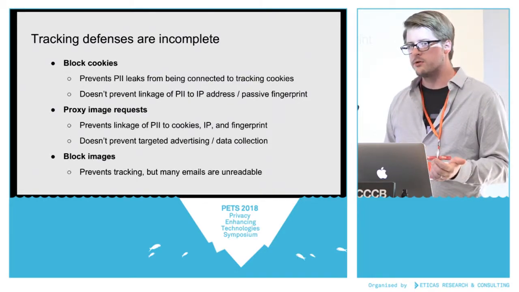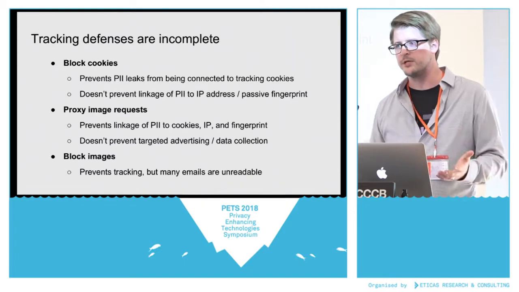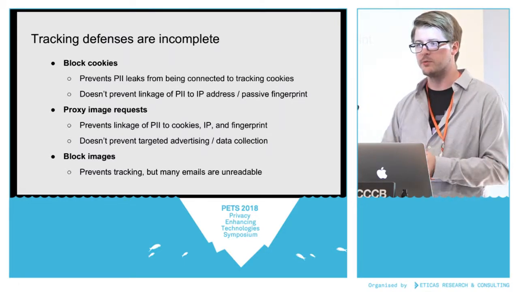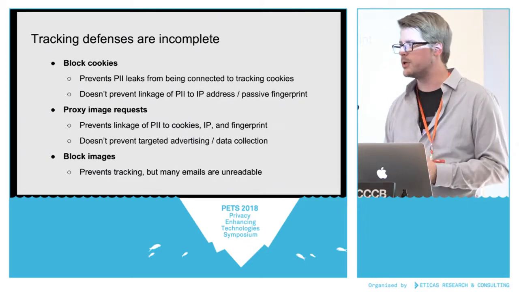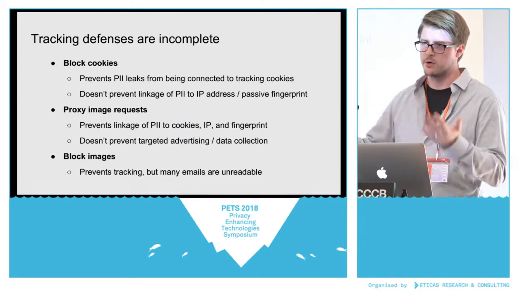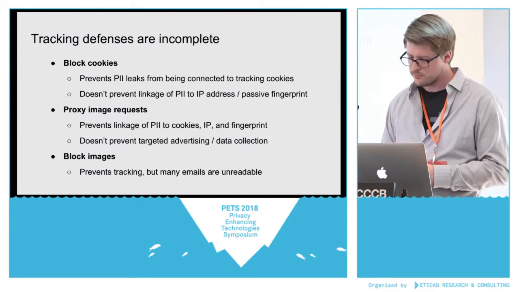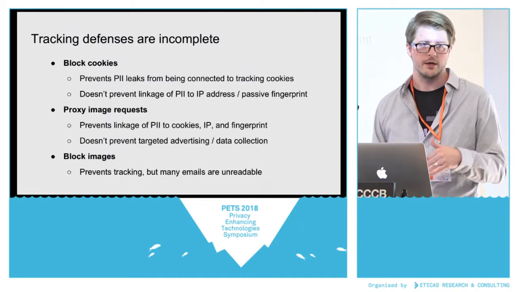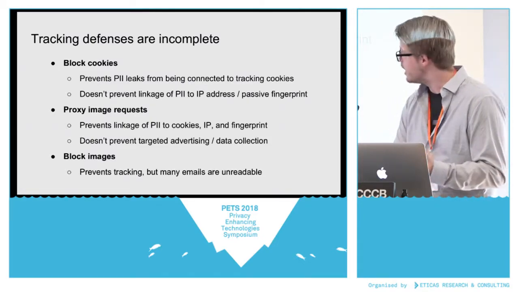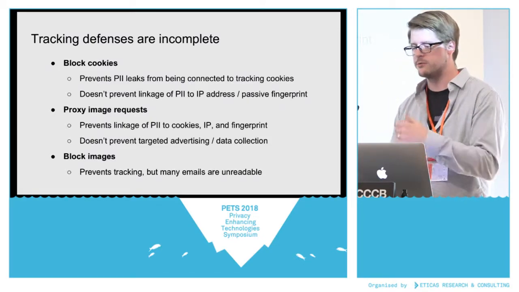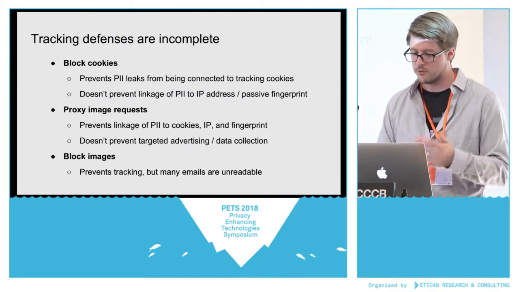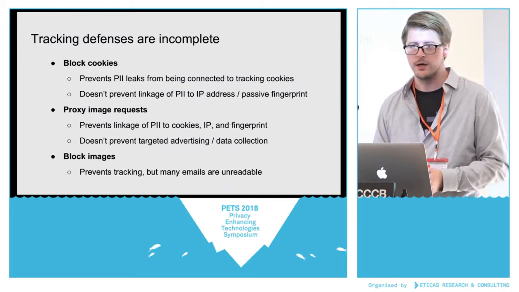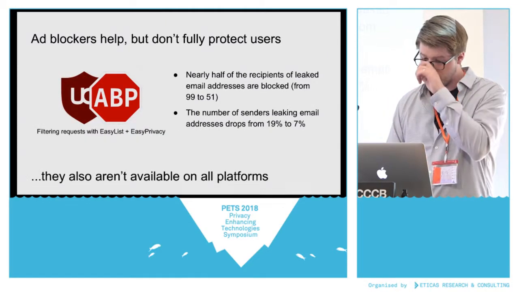You could proxy image requests, which I think you're probably thinking Gmail does, so this problem doesn't really apply. And that's true, the linkage won't happen if the image request is proxied, because the end server will never receive a request from your device. But that doesn't prevent this kind of targeted advertising or tracking of the fact that you're opening emails and which emails you're interacting with. And of course, you could block images. That is effective, but as I said before, emails are totally unreadable.